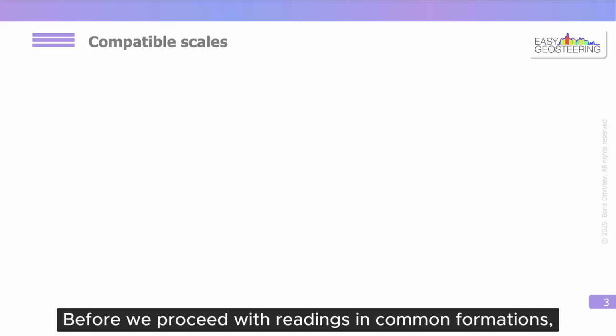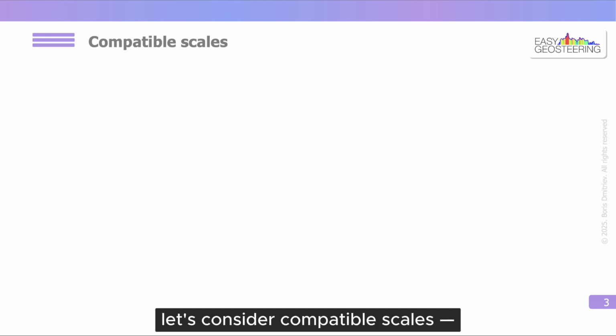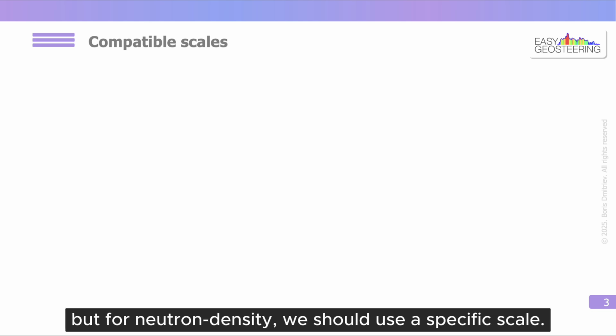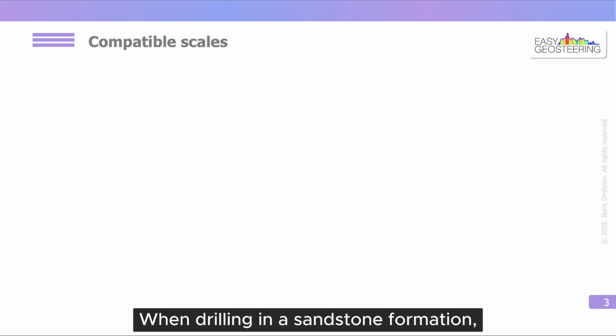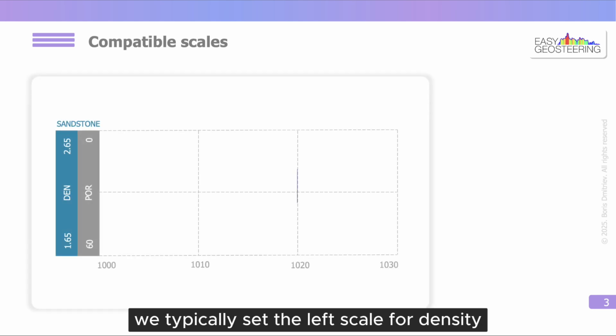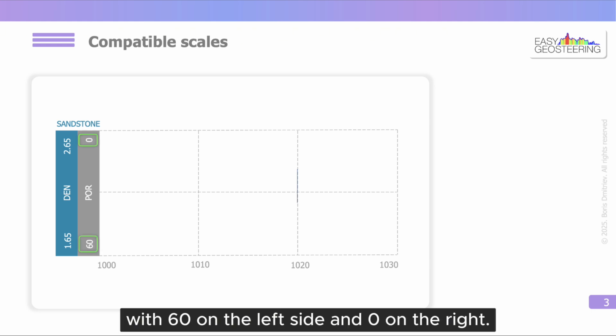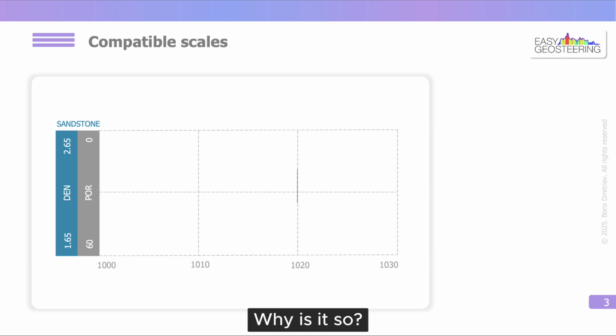Before we proceed with readings in common formations, let's consider compatible scales, an important and unique aspect of neutron density log interpretation. For gamma ray and resistivity logging, there are no strict rules regarding scale selection, but for neutron density we should use a specific scale. When drilling in a sandstone formation, we typically set the left scale for density at 1.65 and the right scale at 2.65. And now, pay attention, porosity uses an inverse scale, with 60 on the left side and 0 on the right. Why is it so?